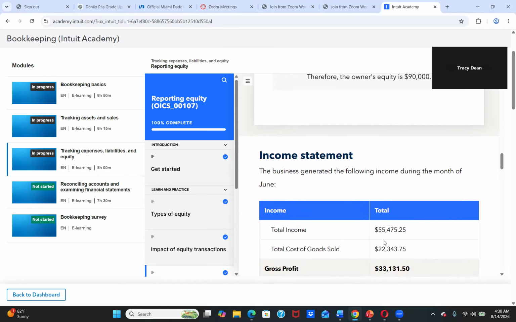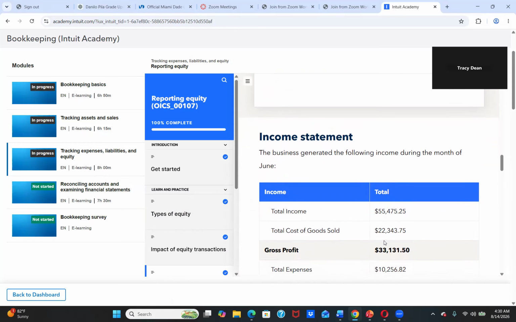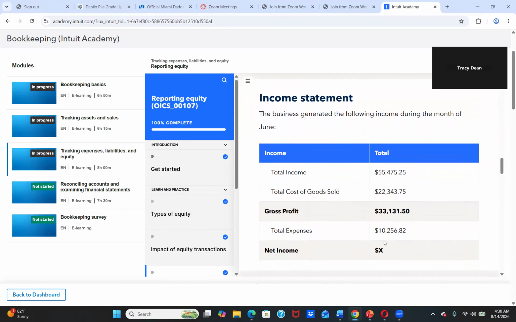Now let's look at what we call the income statement. And in the income statement, you can see the total income of $55,475.25. Then they give you the cost of goods sold of $22,343.75. You subtract these two amounts and you get what we call the gross profit. So now that we got the gross profit, we're trying to calculate the net income. So the gross profit minus the total expenses give you the net income.